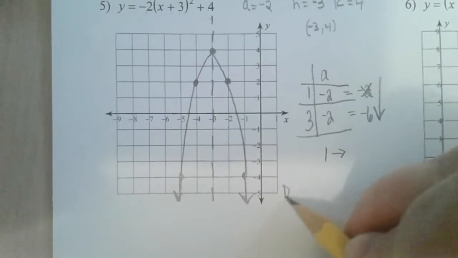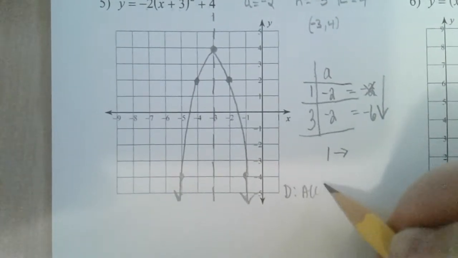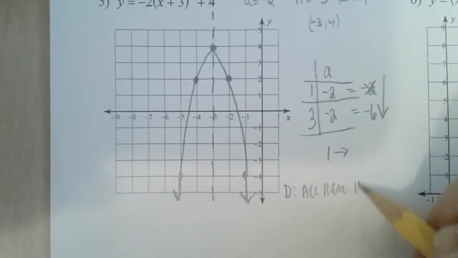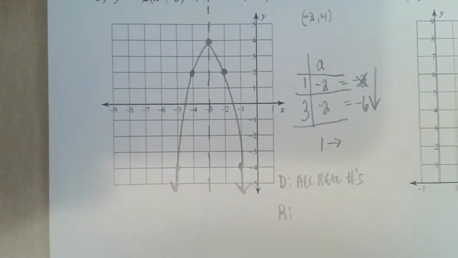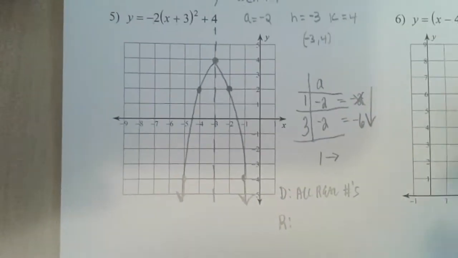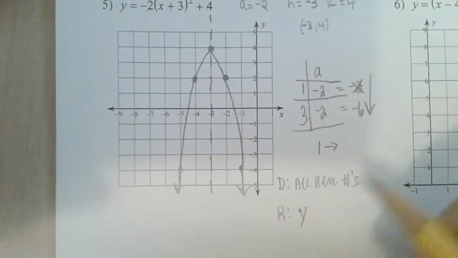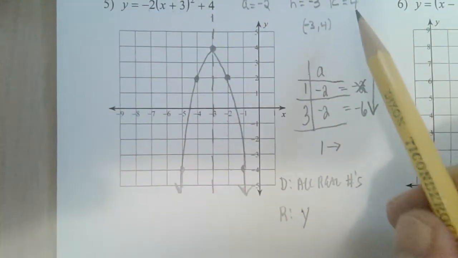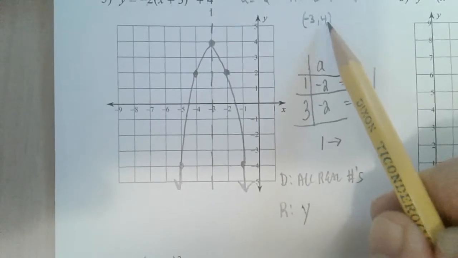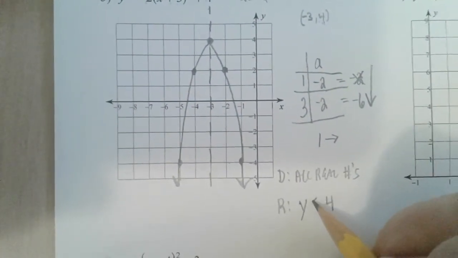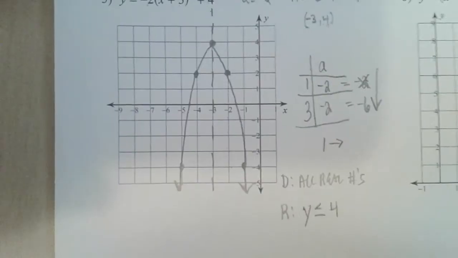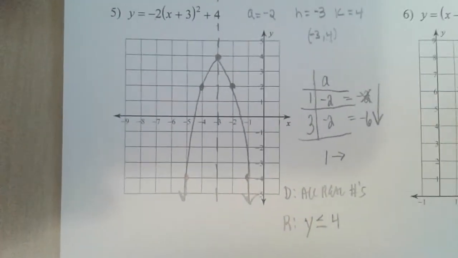The domain, as we've said for every graph, is all real numbers. Every graph you see this entire school year, there's never going to be any restrictions in the domain until you get to Algebra 2. The range, some of you are taking your x-coordinate here. You always want to take the y-coordinate of the vertex. It's the y-coordinate, so it's the 4. This one opens down, the u's upside down, so it's less than or equal to 4. Okay, that's good.